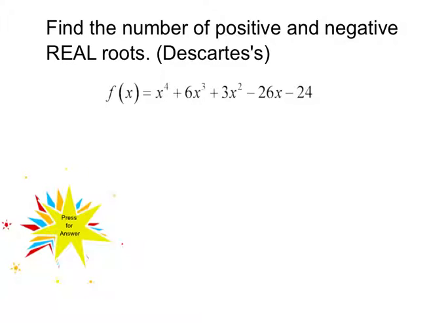So we're going to use everything we learned to factor this function. Looking at it, there is not one way I can group it to get it to factor, but it is factorable. The first thing I'd like you to do is find the number of positive and negative real roots using Descartes' law of signs. Press pause. When you're ready for the answer, press play again.